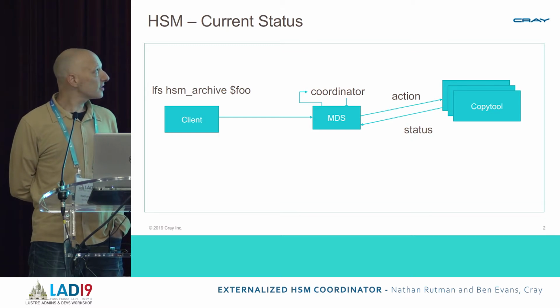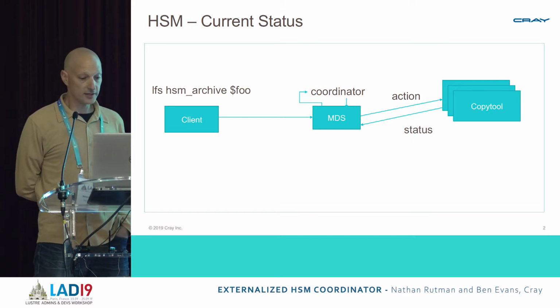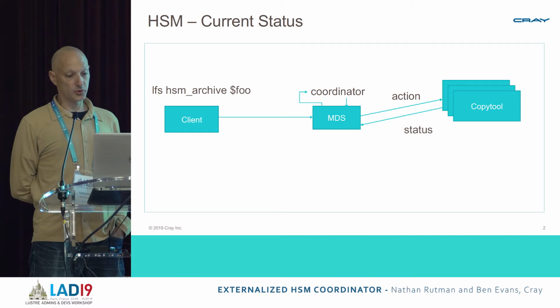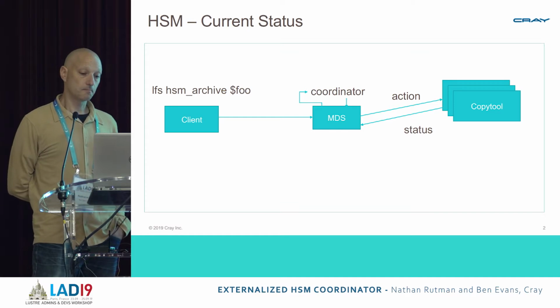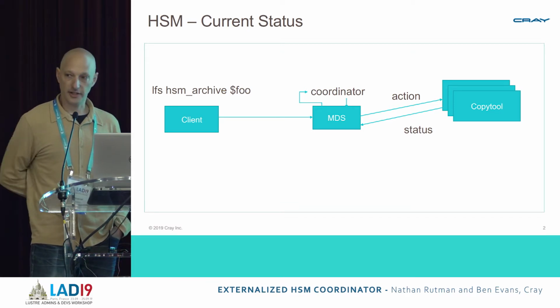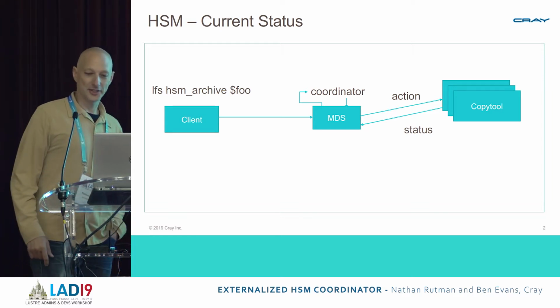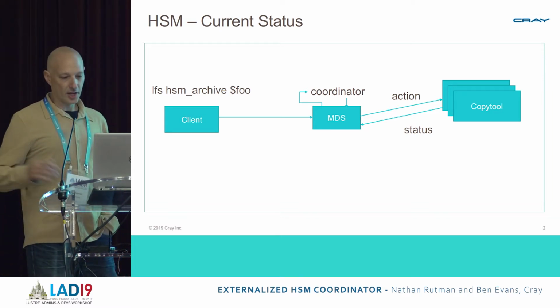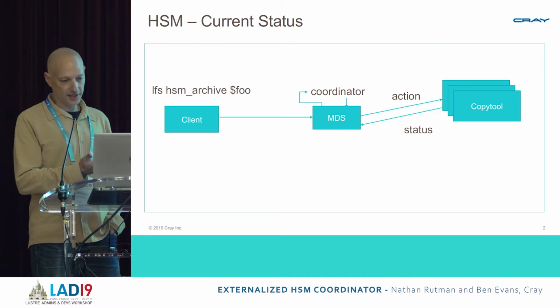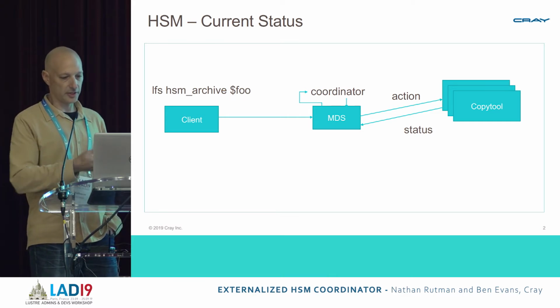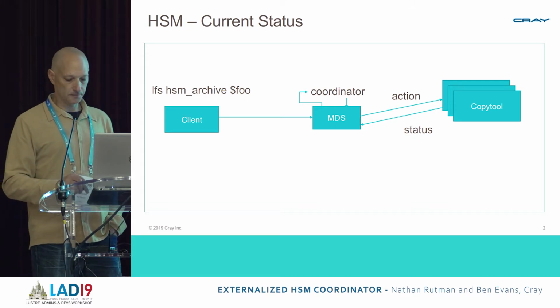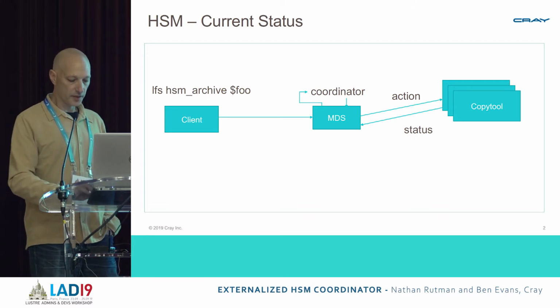Those commands get sent to the MDS, where the coordinator stores them, sticks them in a list, and hands them out to copy tools. Copy tools have registered with the MDS, and the MDS hands out, I guess, a limit of 3 to various copy tools. Copy tools then report their status periodically back to the MDS. The MDS eventually notes that they're completed when the copy tools say so, and then marks the files as done.